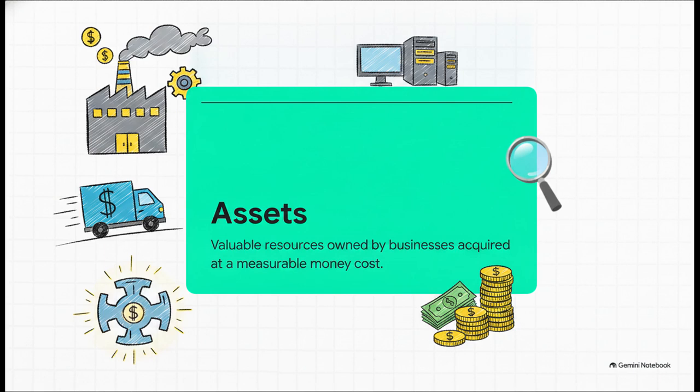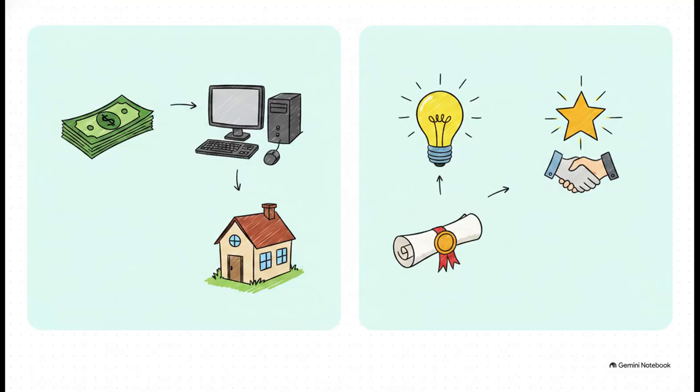Now, on the complete flip side of what you owe is what you own, your assets. Assets are the valuable resources owned by your business, acquired at a measurable cost. These are the engines of your company. They're the resources you use to produce goods, provide services, and ultimately drive your revenue. A really common misconception here is that assets are always physical things. We actually split them into two categories.